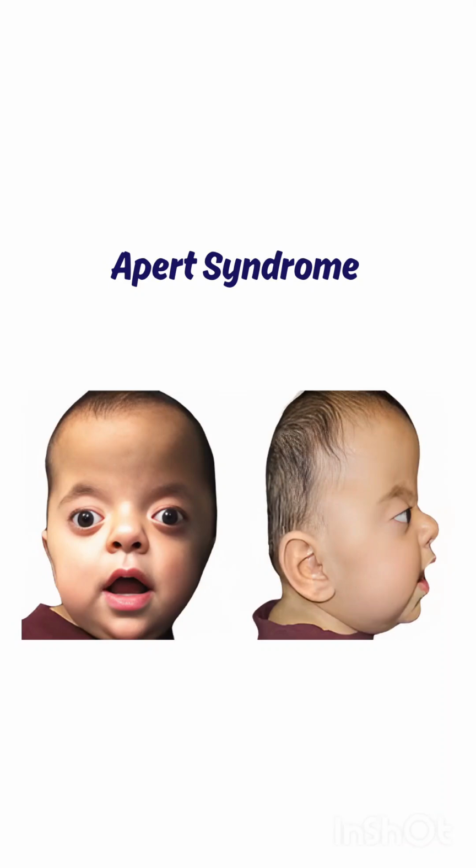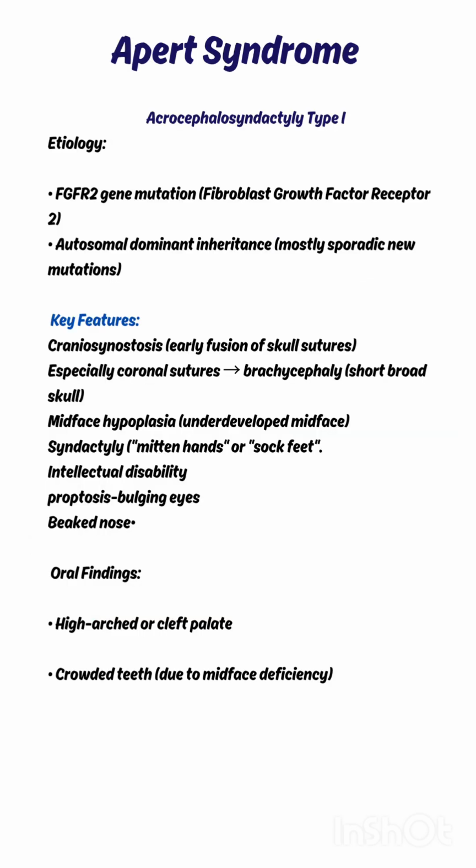Hi guys, today we will be discussing Apert syndrome, which falls under craniosynostosis syndromes. There is more than one syndrome in this group, and we will be discussing them in further sessions. Apert syndrome is also called acrocephalosyndactyly. Acro means extremities, cephalo means head, and syndactyly means fused fingers, fusion of fingers.